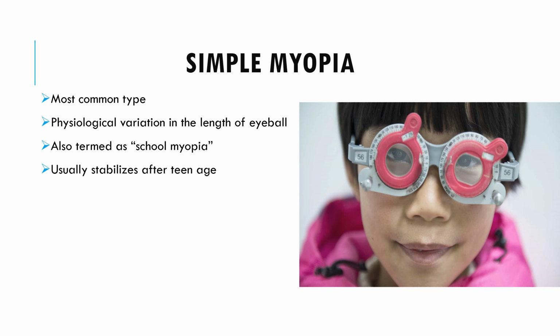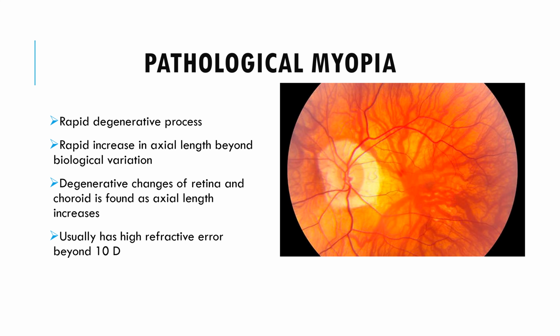The second is simple myopia. This is the most common type and is because of the physiological variation in the length of the eyeball. It is also called school myopia because it usually starts at around 7 to 10 years of age, and as the growth increases, the myopia also increases, and it usually stabilizes after the teenage years and is usually lesser than 5 diopters. This is the most common type of myopia all around the world.